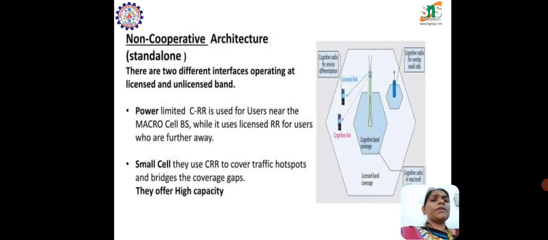Next is the non-cooperative architecture, which means a standalone architecture. This diagram shows what a non-cooperative architecture is. There are two different interfaces operating at the licensed and unlicensed band. Here the power-limited radio resources are used for the users near the macro cell base station, while it uses the licensed radio resources for the users who are far away. And the small cells use the cognitive radio resources to cover the traffic hotspots and bridge the coverage gaps. They also offer high capacity.